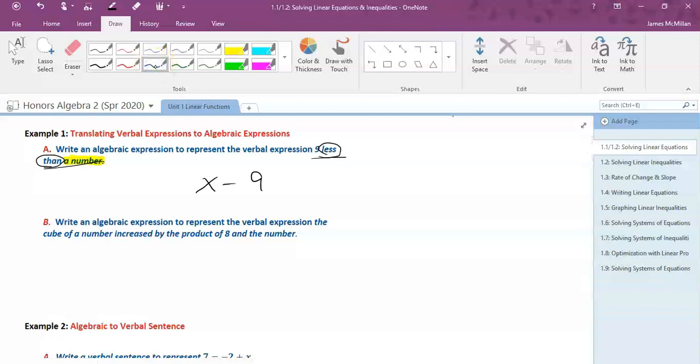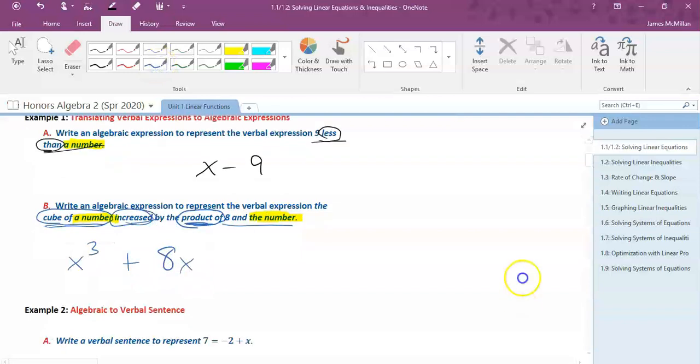Example B here, a little bit more complicated, but we've got the cube of a number increased by the product of 8 in a number. So we've got a couple things going on. So cube of a number, so we're talking about a power there, so x cubed. Increase, that's going to be plus, by the product of, so that means the next two things are going to be multiplied together. Well, it says 8 in a number, well, one thing to pay attention to, a number here and the number here have to be the same variable. And so we're going to have 8x. So x cubed plus 8x is translating that one to algebraic.